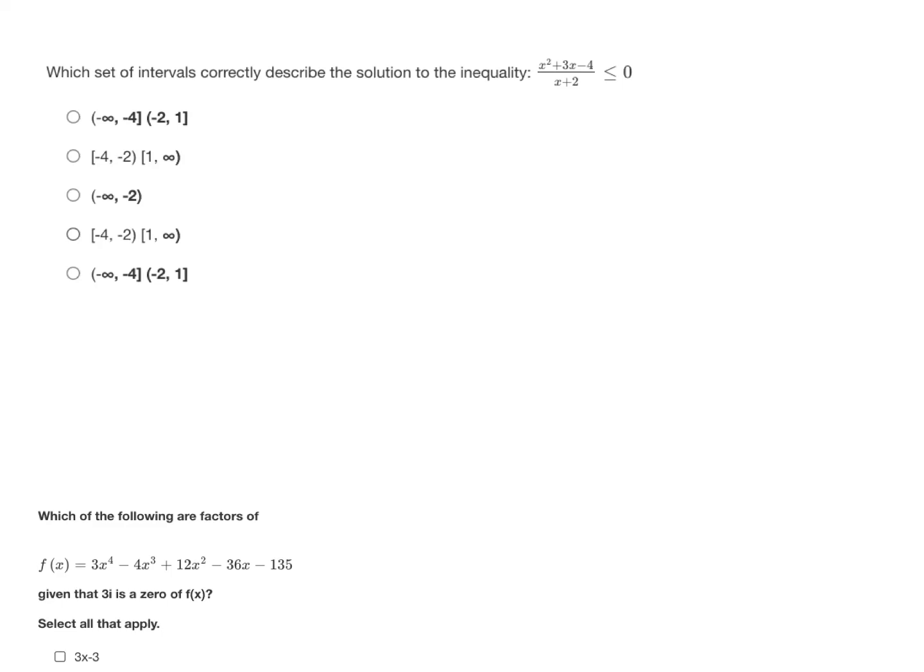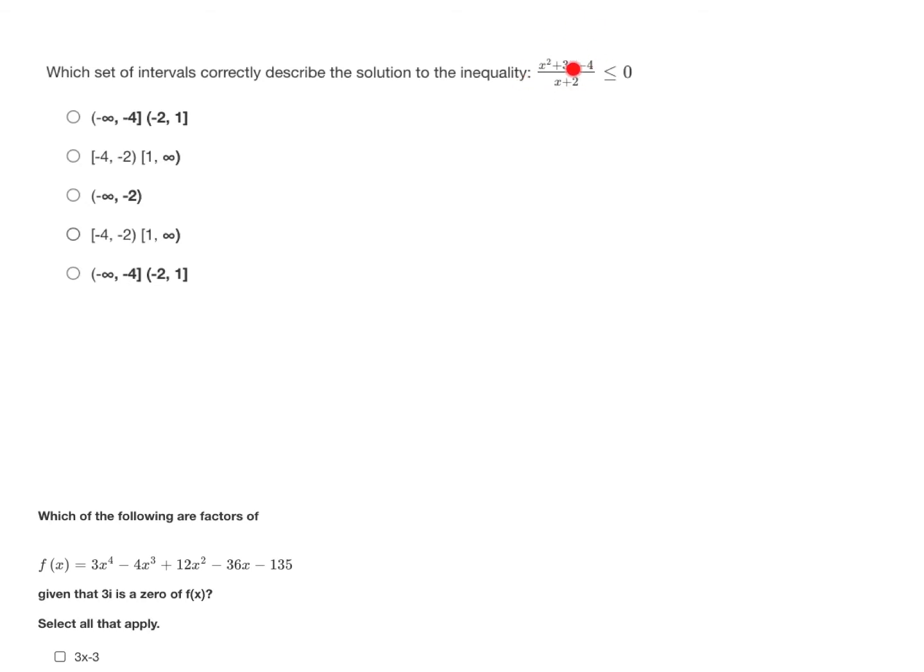All right, in this video we're going to go over the first few questions from the Chapter 2 practice test. So number 1 asks us to identify which intervals are the solution to this inequality. And there's really two approaches we can take when solving a nonlinear inequality. The one that I sort of recommend is to just think about graphing this thing.